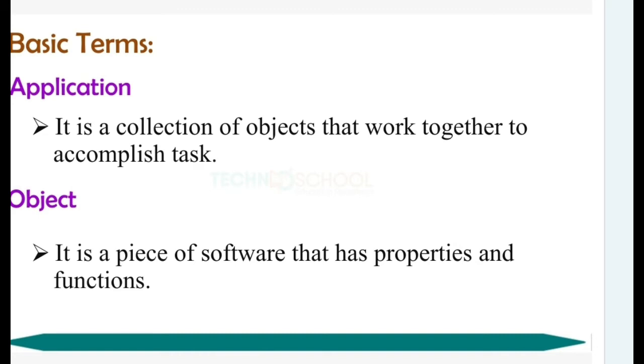Next, we are going to discuss the object. It is a piece of software that has properties and functions. The object here in Visual Basic means the controls we place in the form, like text box, labels, timer control, and image box. We can say these are objects. It is the component of software that has properties and functions.